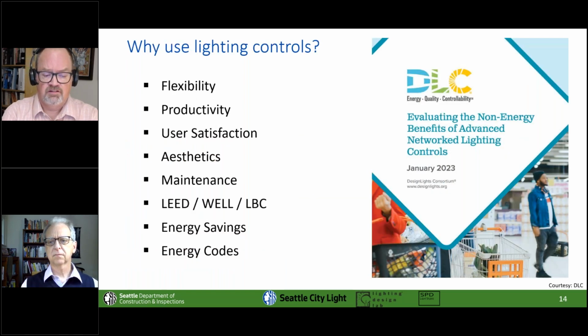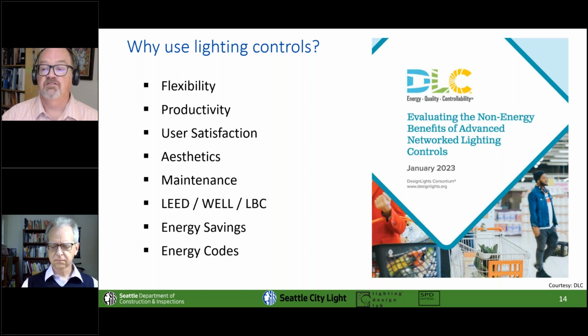So a big part of this is, why do we wind up using lighting controls, right? Why do we wind up caring about this? From a codes standpoint, it's the bottom two there, right? Energy savings and energy codes. From the perspective of an end user or a building owner, those might not be the only choices, right? We might look at some of what we call non-energy benefits, the flexibility inherent in our spaces, the increase in productivity from happier workers, user satisfaction. Sometimes it's aesthetic, sometimes it's maintenance.